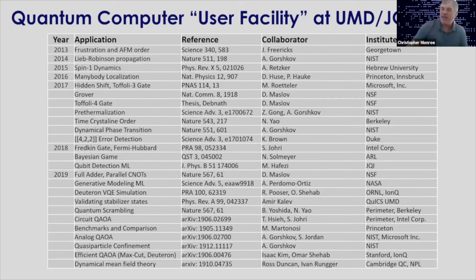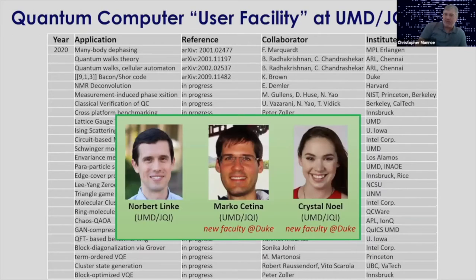And with my colleagues at Maryland, Norbert Linke is a professor. Marko Cetina and Crystal Noel are actually moving with me to Duke next year, where we're going to build more and more systems.